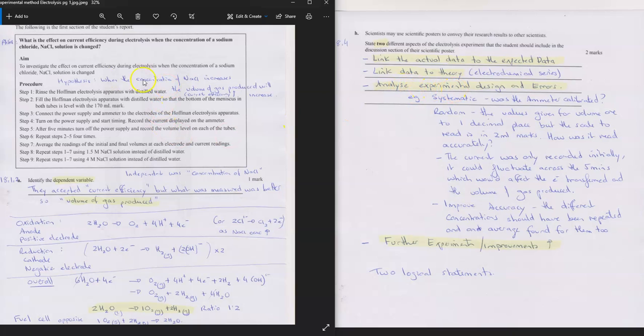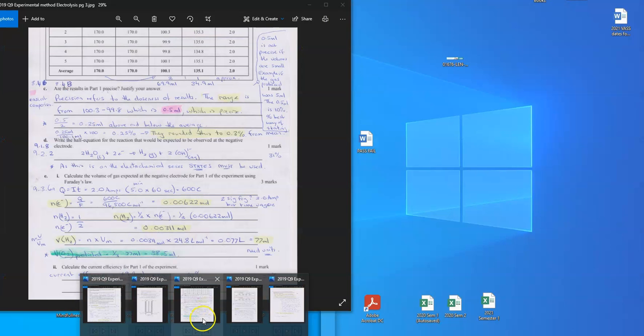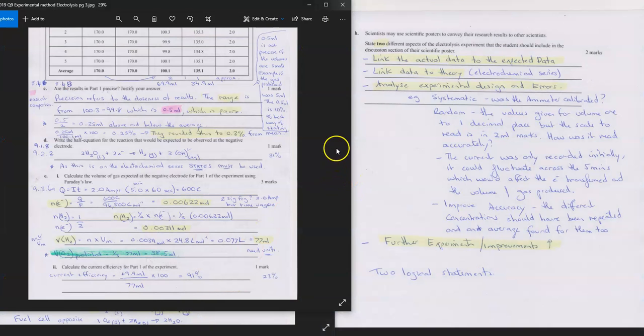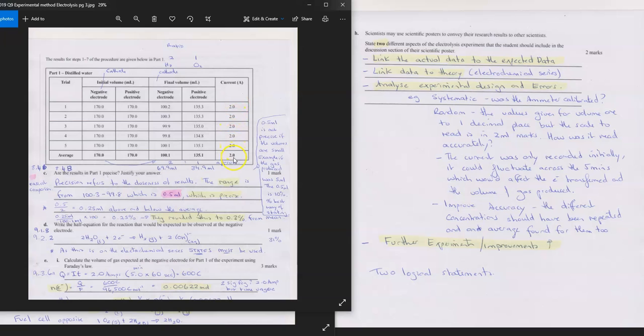Analyze the experimental design. Look at what the student's done, and errors. Your errors are systematic. We've got our ammeter, and the ammeter results you see here haven't changed. They're all 2 amps. When we did electrolysis, you would have noticed that the current changes over time. It will fluctuate, go up and down. Because it's fluctuating, the amount of electrons being transferred would be altering.